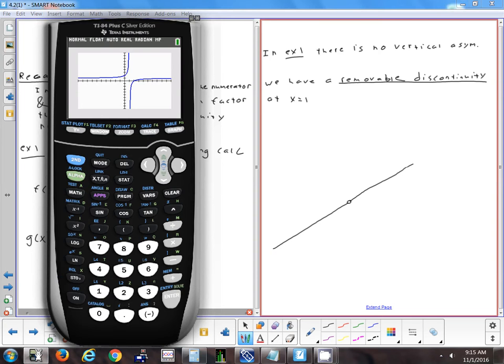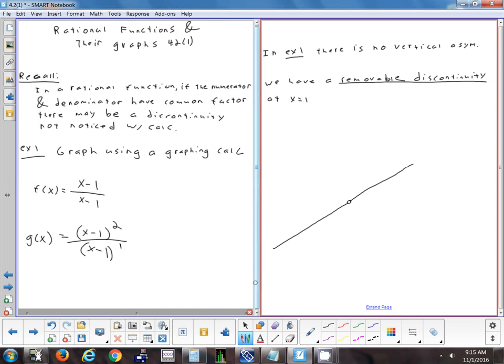Right, so any questions on that? Difference between what a removable discontinuity is versus something like an asymptote. The asymptote's a much bigger problem than just a small hole. Okay.